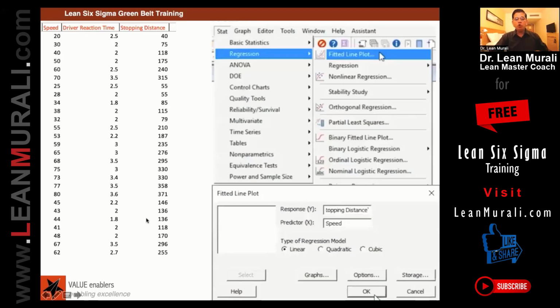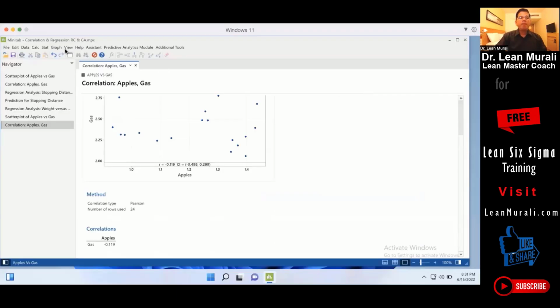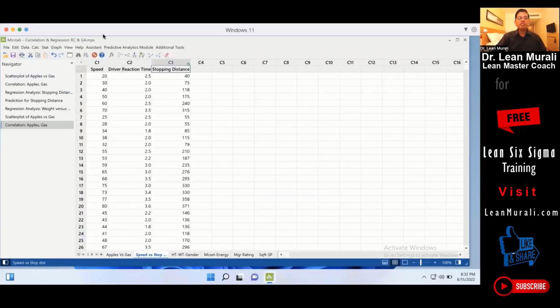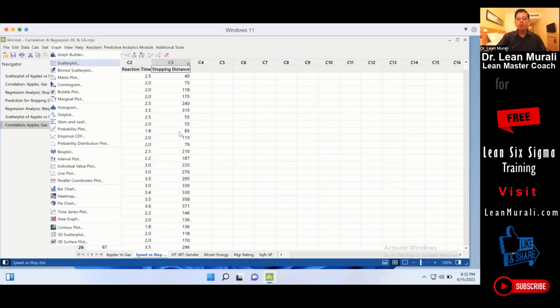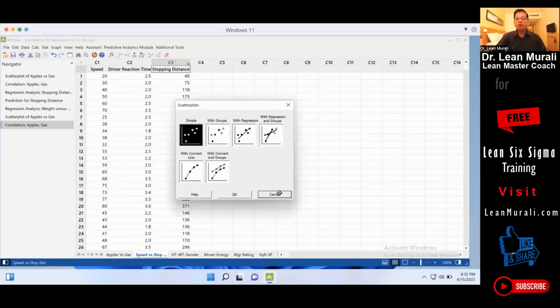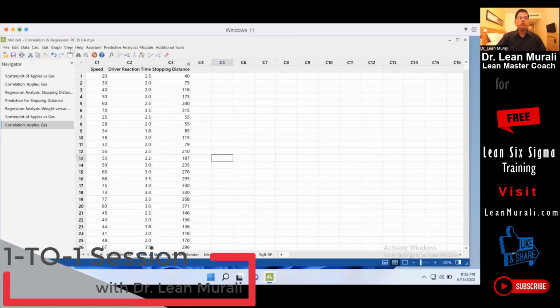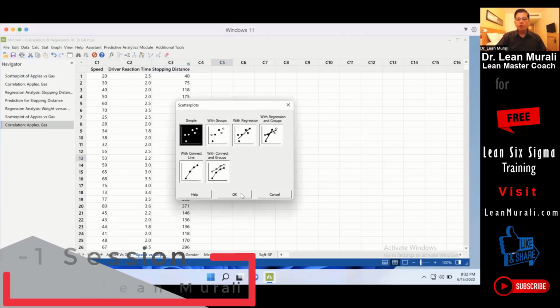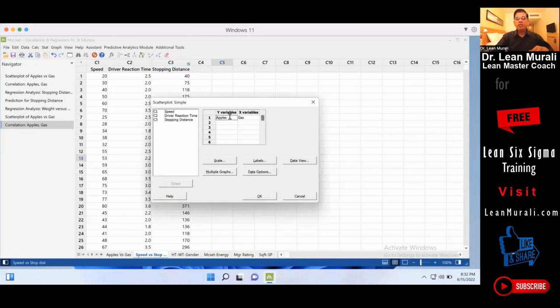Now let us go to MINITAB and try this with speed and stopping distance. I'll go to the data, speed versus stopping distance. First, we can generally do a graph and a simple scatter plot of this and see. Stat, Graph, Scatter Plot, Simple Scatter Plot. What is the y output variable? Stopping distance. And what is the input variable? The speed.